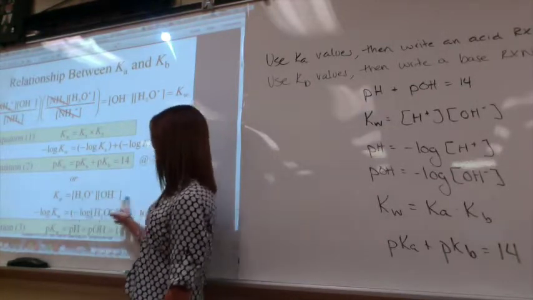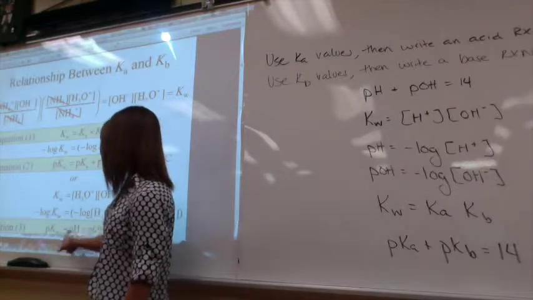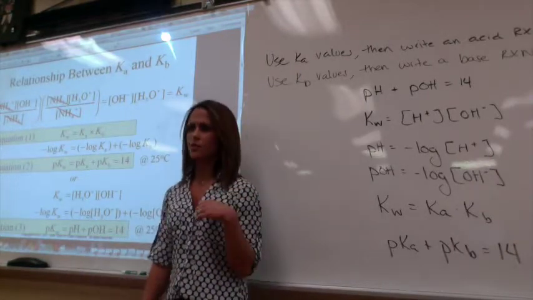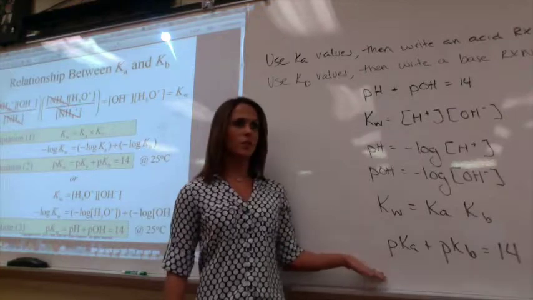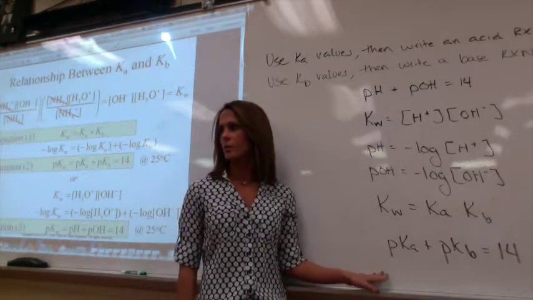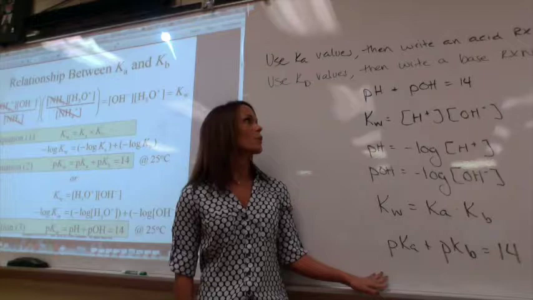Or we can say this concentration, same thing as before, pH plus pOH equals 14. I gave you that yesterday. So all of these are really helpful. Some of them are on your equation sheet, some are not. You okay with that?